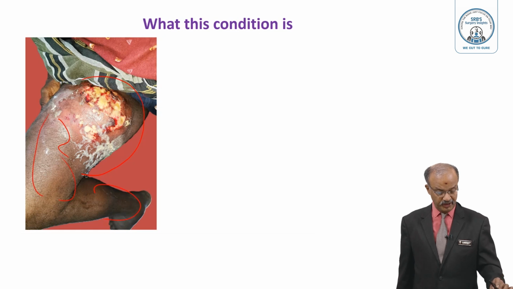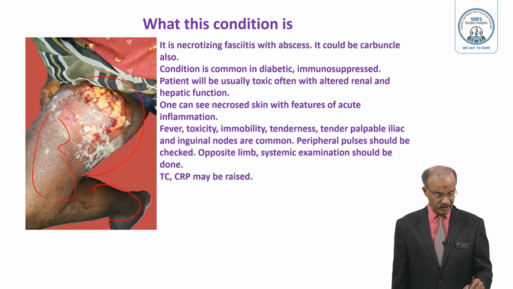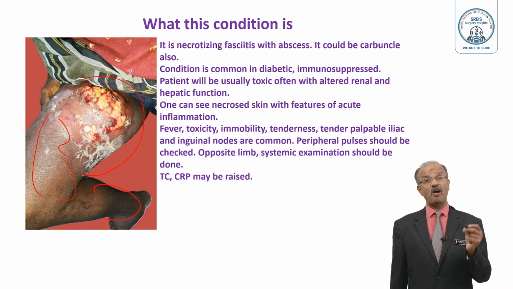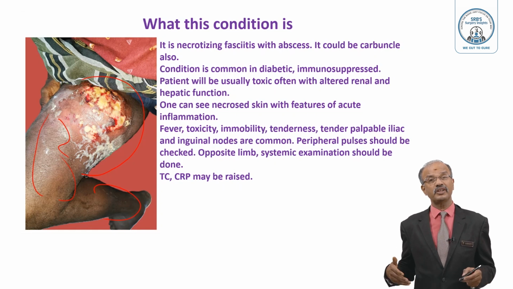So what is this condition? It may be carbuncle. So muscle is not involved. Polymyositis is infection of the muscle; muscle is not involved here. You can see that multiple openings are there. It is common in diabetes, common in immunosuppressed patients. Infection is common. You can see the edema there, with extension downward.